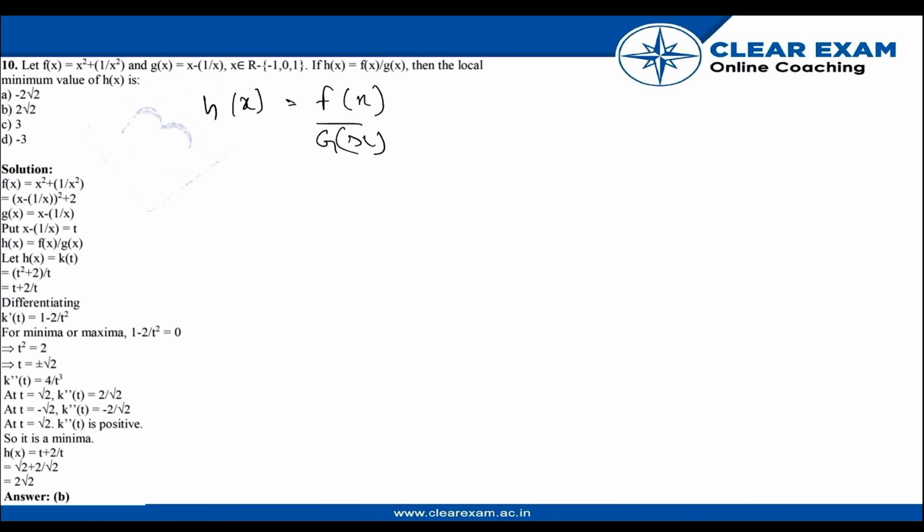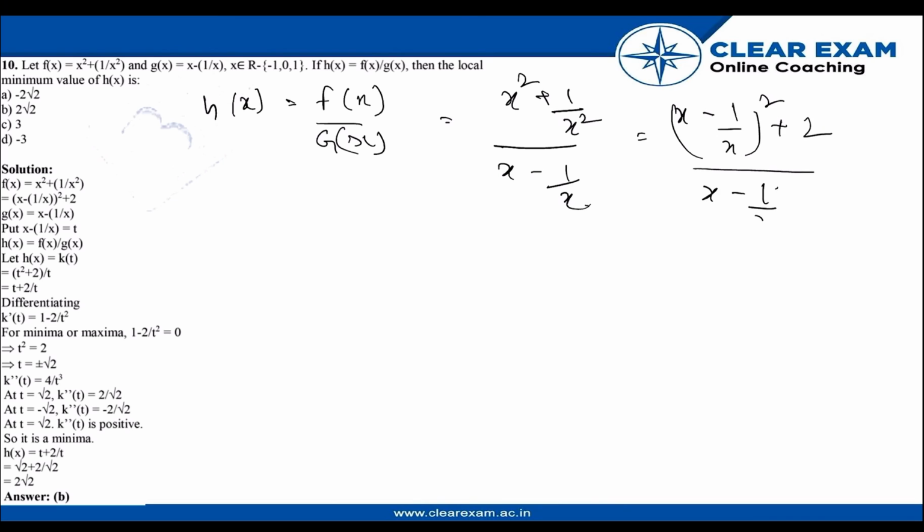So first let's write down the equations. x² + 1/x² upon g(x), which is x − 1/x, correct? So we can write x² + 1/x² as (x − 1/x)² + 2. So simplifying this, we have h(x) = (x − 1/x) + 2/(x − 1/x). Easy. Now we are going to differentiate h(x) to find the local minimum.